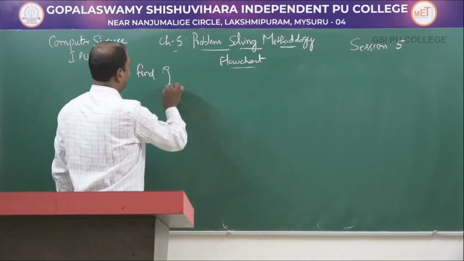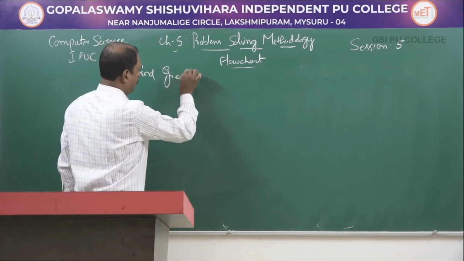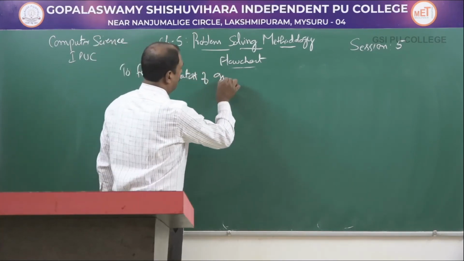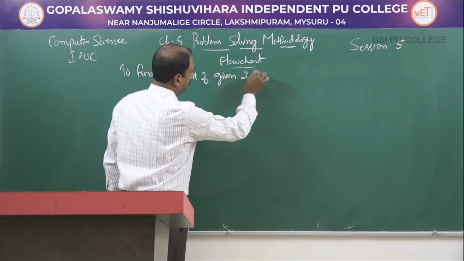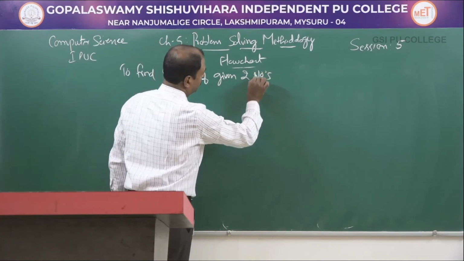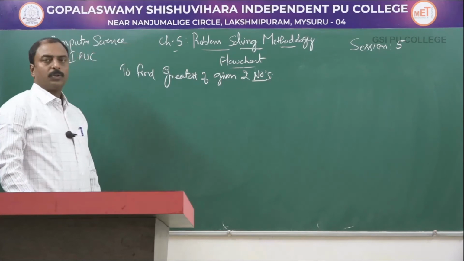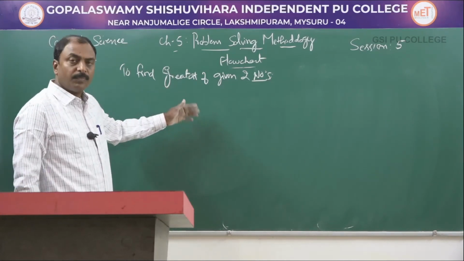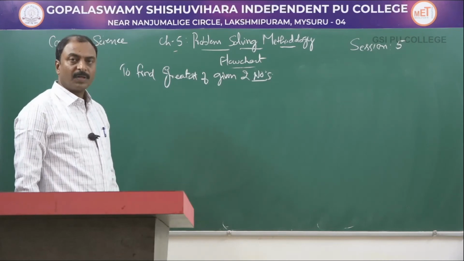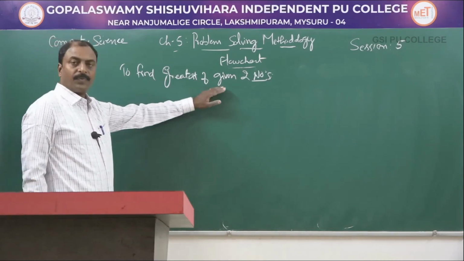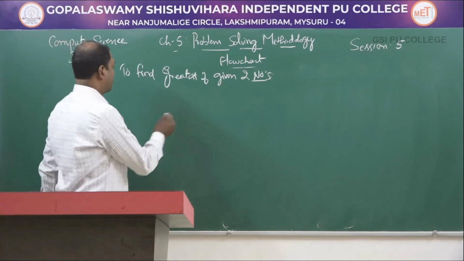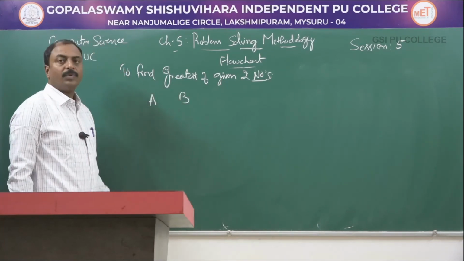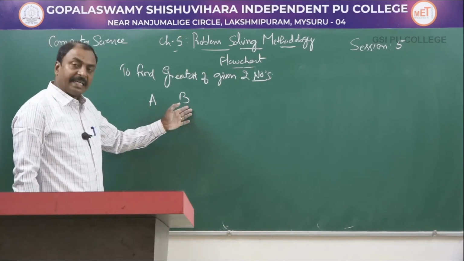To find the greatest of given two numbers. Students, here this flowchart will be slightly different from previous flowcharts because the logic is different here. And here, for example, two numbers A and B are given. Now we have to print which is the greatest.